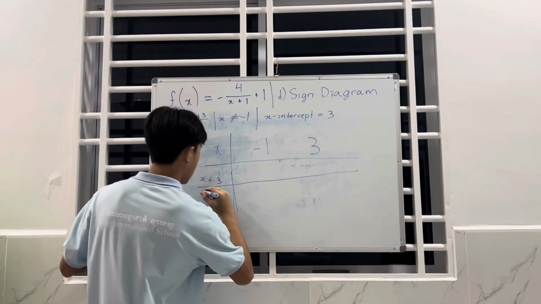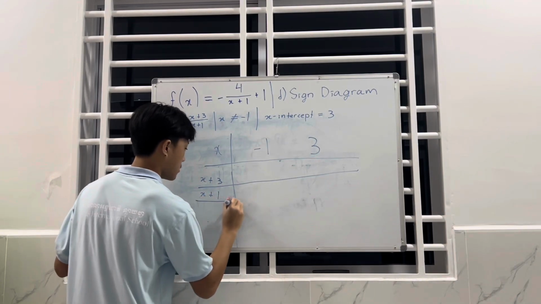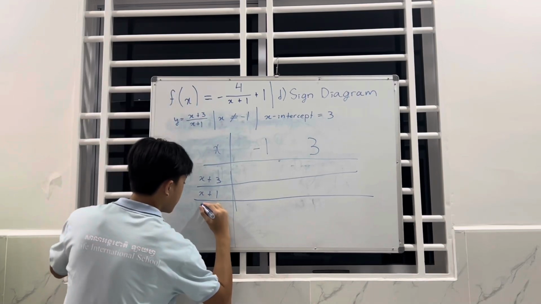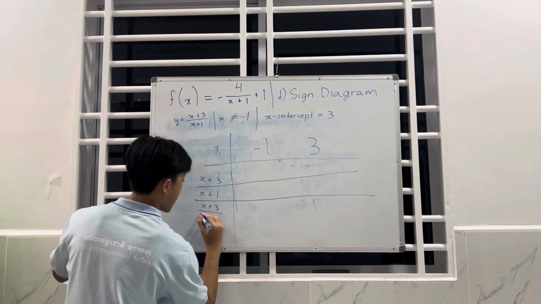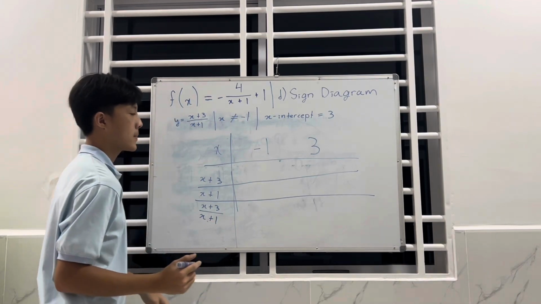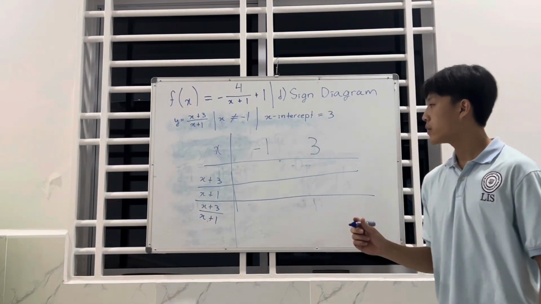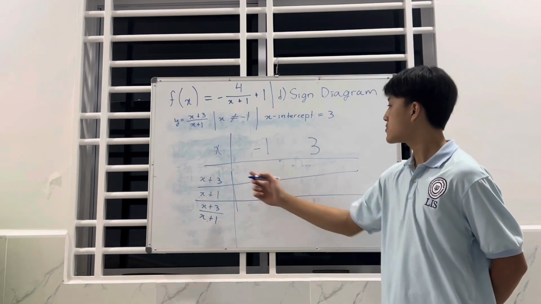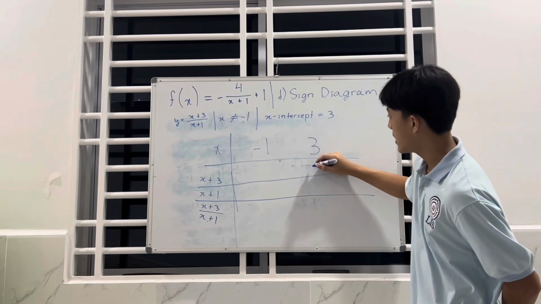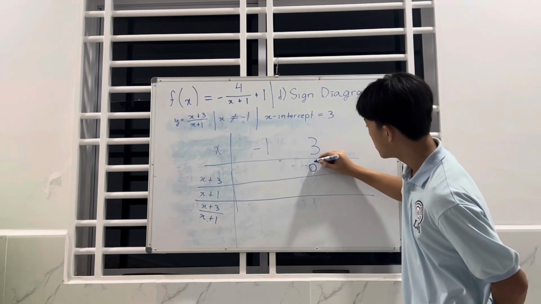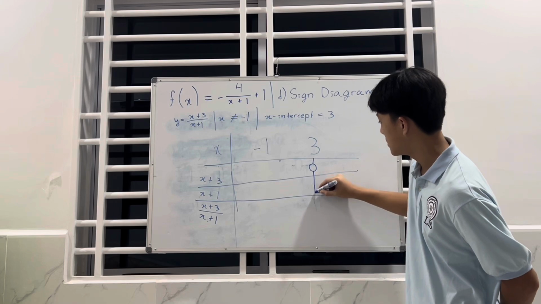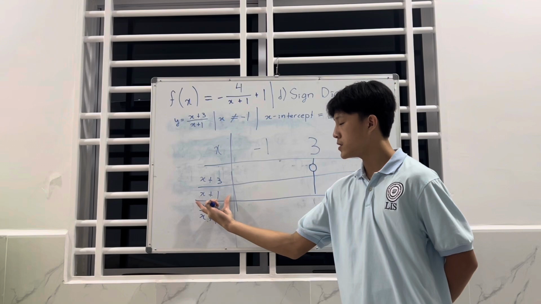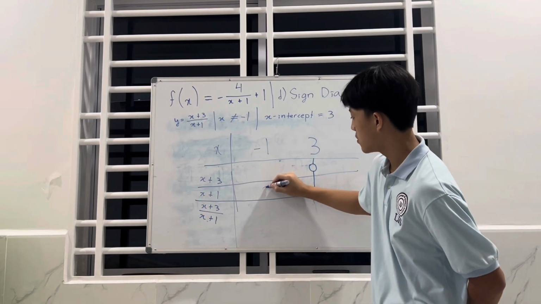X plus 1. And now the whole function. And now we're going to start to do. Since x plus 3 here comes from 3, you can put it as 0, just like this. And -1 here comes from this equation, so you can put 0 over here.